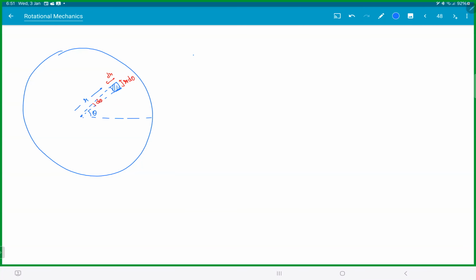So what you'll get is a small rectangle. I'm exaggerating the figure, whose width will be dr. Remember, dr should always be in the direction of r, and this will be r d theta. So the area of this rectangle will be r dr d theta. Mass of this small piece will be sigma into dA, but sigma itself is sigma naught r sine square theta, times r dr d theta. So dm is sigma naught r square dr sine square theta d theta.